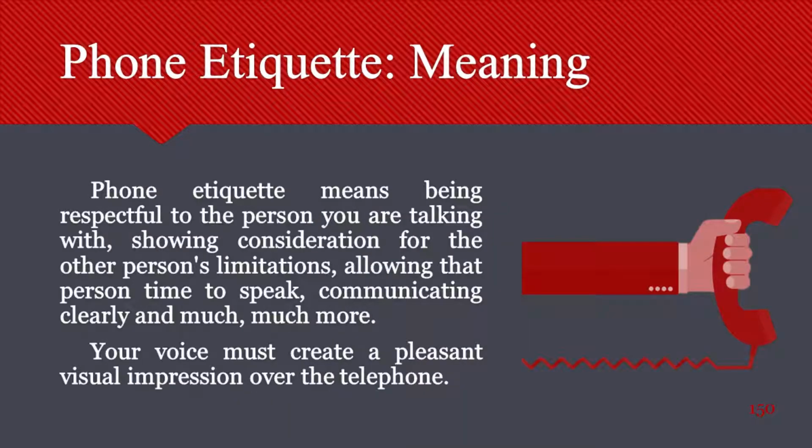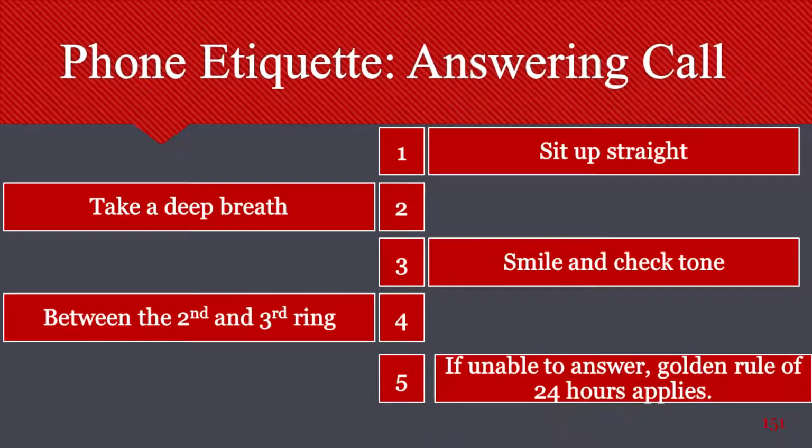35%. Phone etiquette, meaning. Phone etiquette means being respectful to the person you are talking with, showing consideration for the other person's limitations, allowing that person time to speak, communicating clearly and much, much more. Your voice must create a pleasant visual impression over the telephone. Sit up straight. Take a deep breath. Smile and check tone. Between the second and third ring. If unable to answer, golden rule of 24 hours applies.